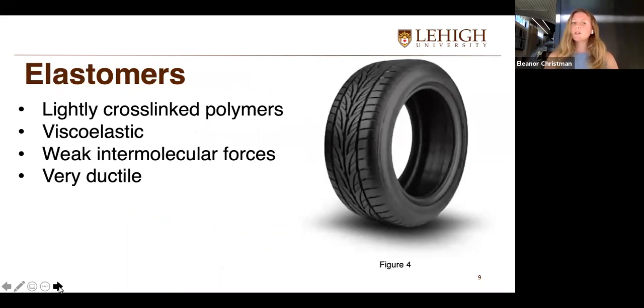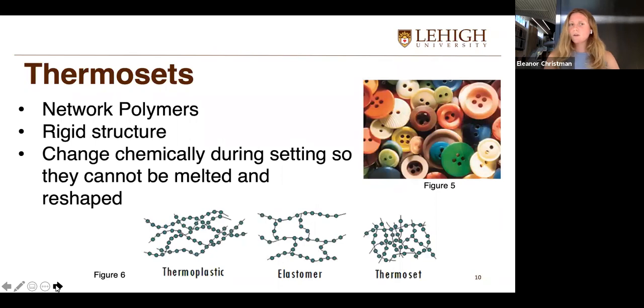Then we have elastomers, which are generally made up of lightly cross-linked polymers. They are viscoelastic, have weak intermolecular forces, and are very ductile. Some examples would be tires on your car, maybe your shoe soles, and other similar materials. And then finally, we have thermosets, which are generally made up of network polymers.